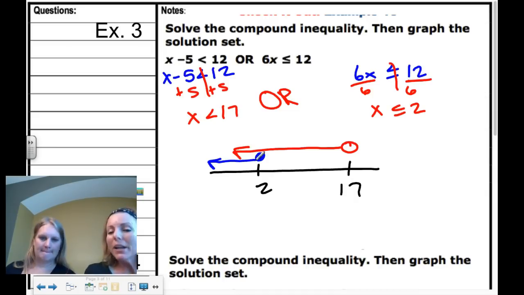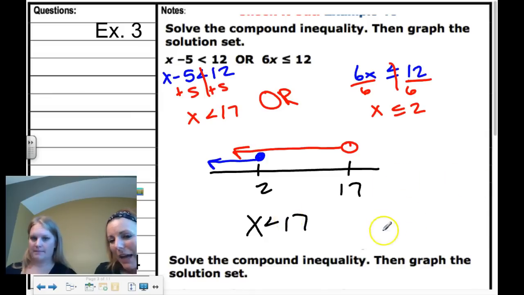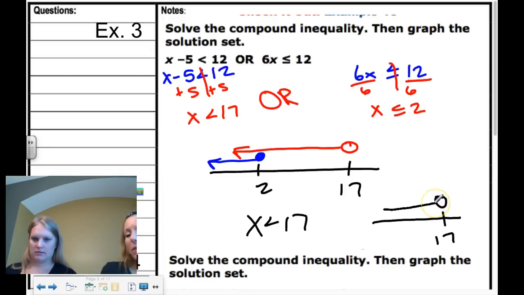So your final answer then will be just x is less than 17. It's not equal. And x is less than 17, so your final graph then, actually, if we draw one more little line, all we really need is a 17, but you need an open circle and all the way to the left, and you're done.